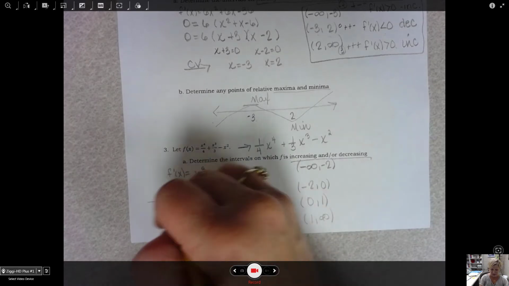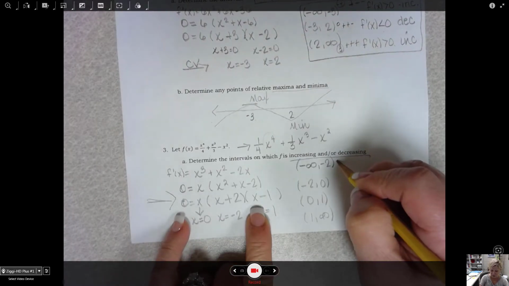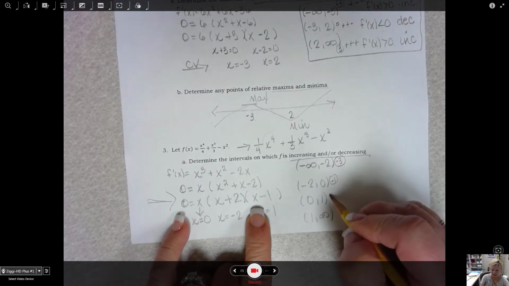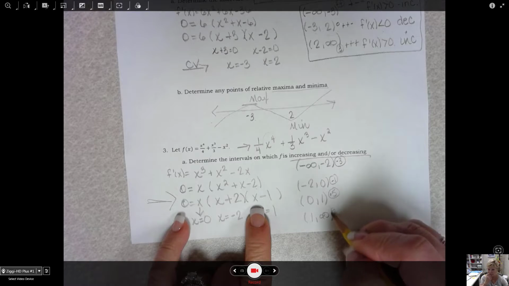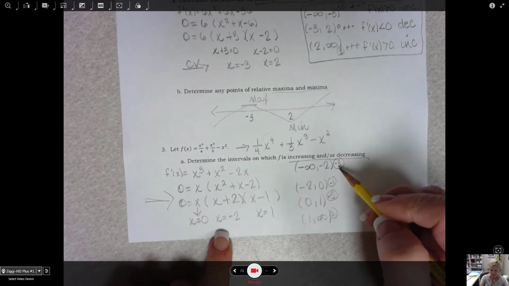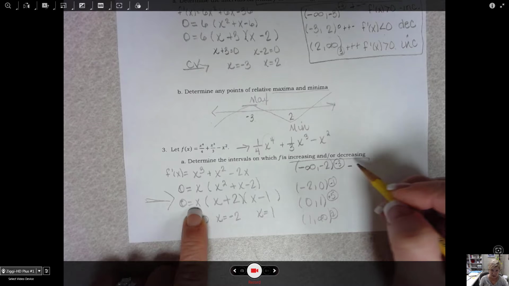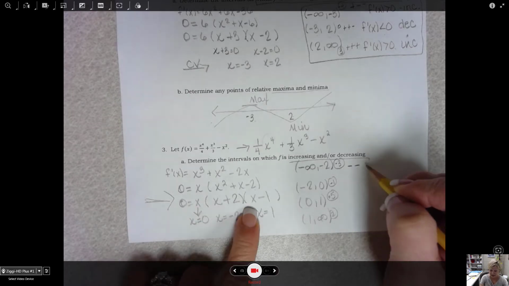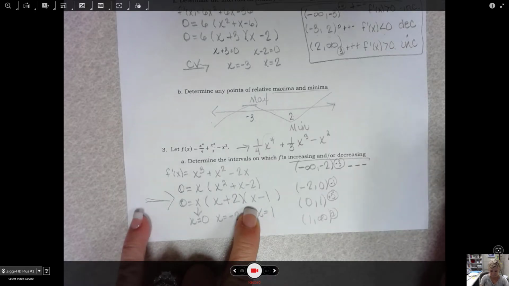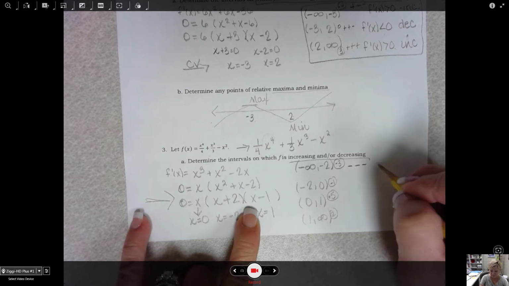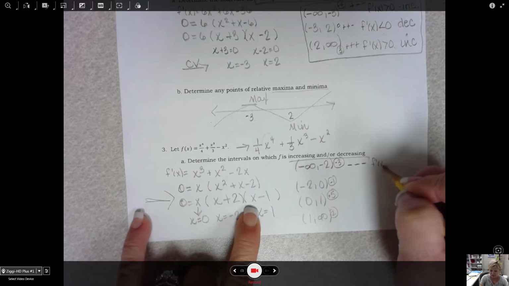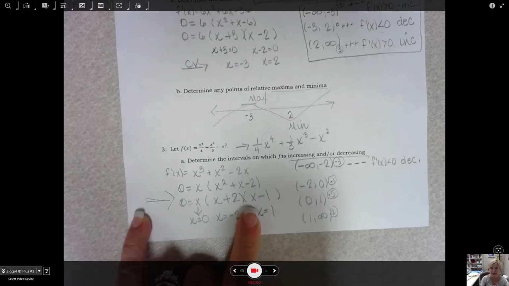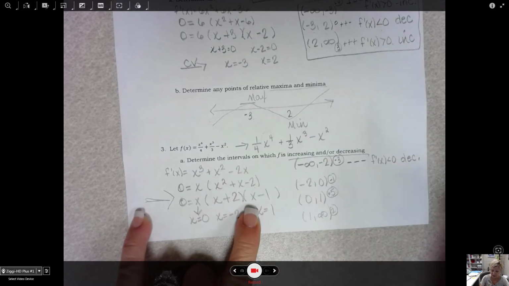And we're using our first derivative, remember. A test value, test value, test value, test value. Okay. So negative 3 would be negative if you plug it in here for x. Negative 3 plus 2 is negative, and negative 3 minus 1. Multiply those three together. Your first derivative will be negative, so your function f is going down, decreasing on that interval.